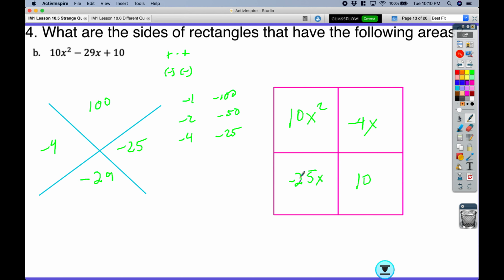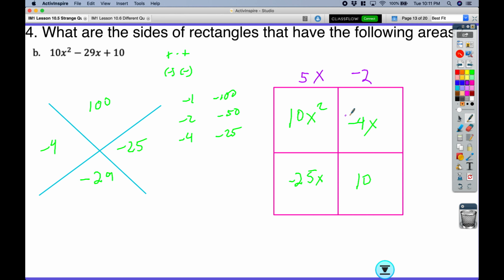So really quickly, when I look at 25x squared and negative 25, I know they both have an x in common, so I can take out that. 25 and 10 are both divisible by 5, and now you got to decide, is it a positive or a negative 5? Well, since the x squared is positive, this will stay positive. So over here, I look at negative 4x and 10. I can take out a negative 2.